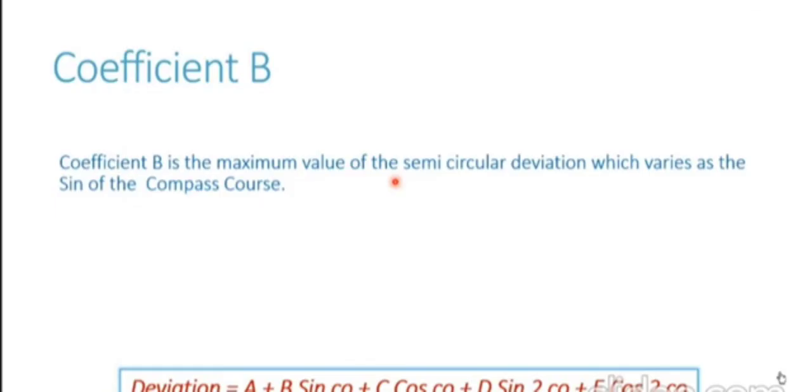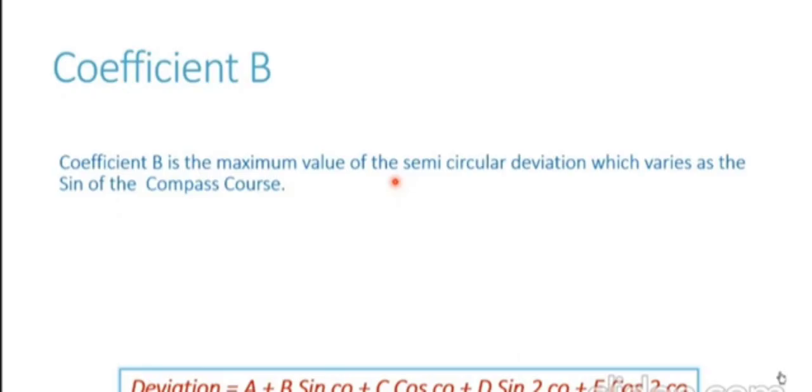Deviation changes after every 90 degrees. For the first quadrant, the northeast quadrant, the deviation was easterly. For the southeasterly quadrant, the deviation becomes westerly. For the southwesterly quadrant, it is again easterly, and for the northwesterly quadrant, it becomes westerly. It means it changes after every 90 degrees.